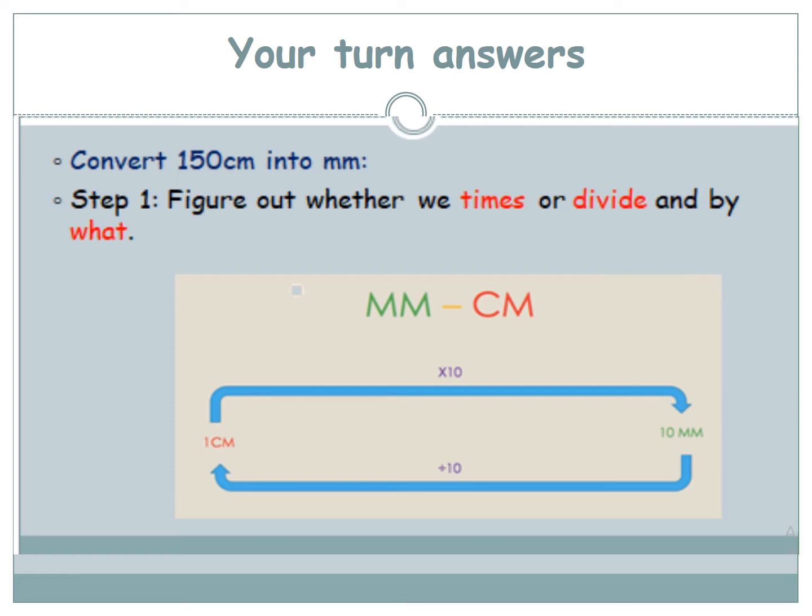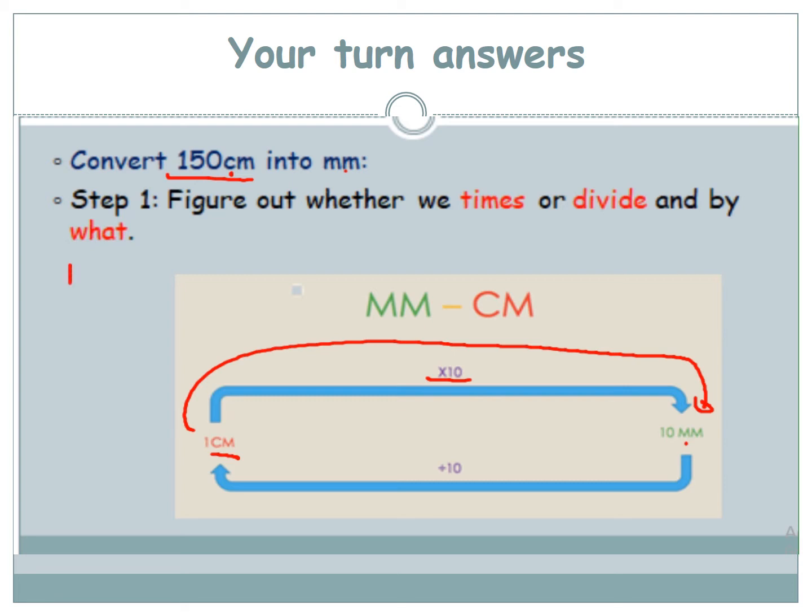So let's see how you got on with that one. So we need to convert 150 into millimetres. And you can see on the screen, I've put a model up for you to help you remember. So we are going from the centimetres to the millimetres. So we are going this way, using arrows to help you. So to change centimetres into millimetres, we're going to have to times by 10.